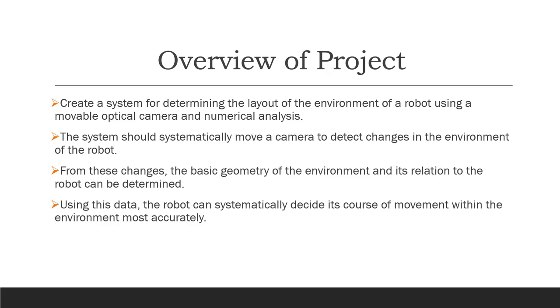For a general overview of the project, we were tasked with creating a system for determining the layout of the environment of a robot using an optical camera and numerical analysis. Essentially, the robot would systematically move the camera to detect changes in the environment, and from these changes, the basic geometry of the environment and its relation to the robot could be determined. And using this data, the robot could systematically decide its course of movement within the environment most accurately to not run into objects or other things within the environment.